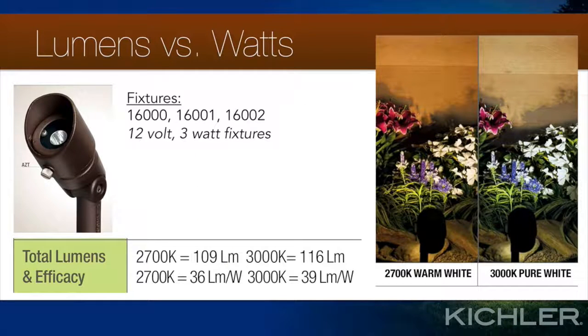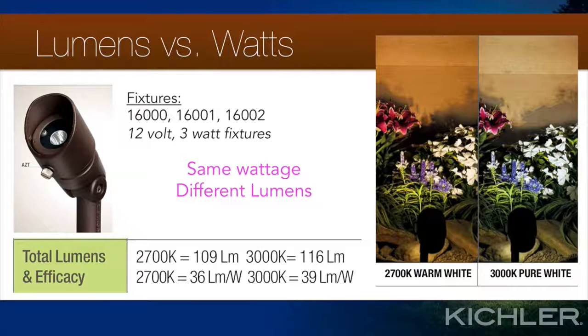Returning to lumen output, if we look more carefully at the specifications for these fixtures, Kichler fixtures 16000, 16001, and 16002, we can see that although the fixtures have the same wattage, 3 watts, they have different lumen outputs for the different temperatures of light.